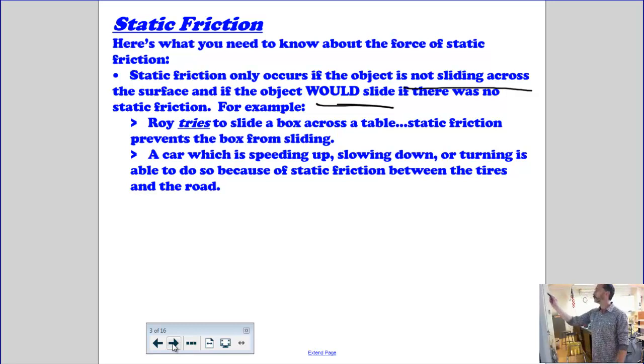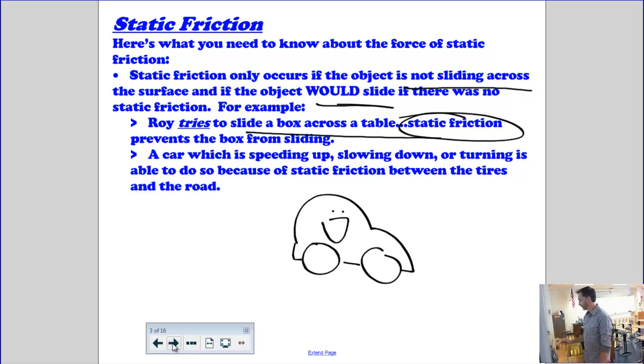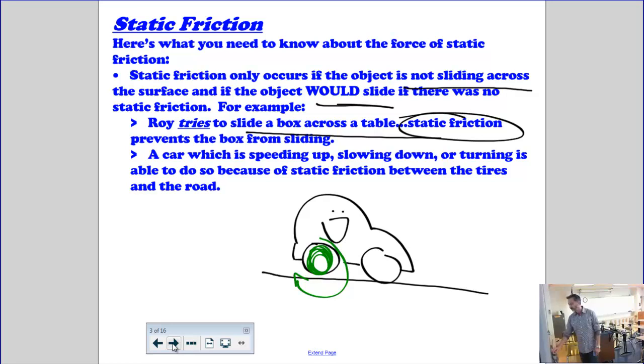Anytime you try to slide a box across a table but don't succeed, that's because of static friction. Weirdly, when a car speeds up, let's make a little drawing here. Here's my car, and right now the car is at rest. Let's suppose the car wants to speed up. The driver presses the gas pedal and the wheels spin around this way. If there was no friction, the wheels would just spin in place and the car wouldn't go anywhere. But there's static friction, so the tires don't actually slip. The road grips the tires, prevents the tires from slipping backwards, and pushes the car forwards.